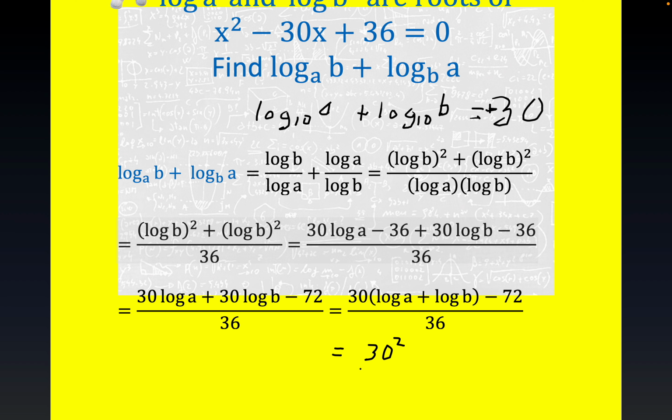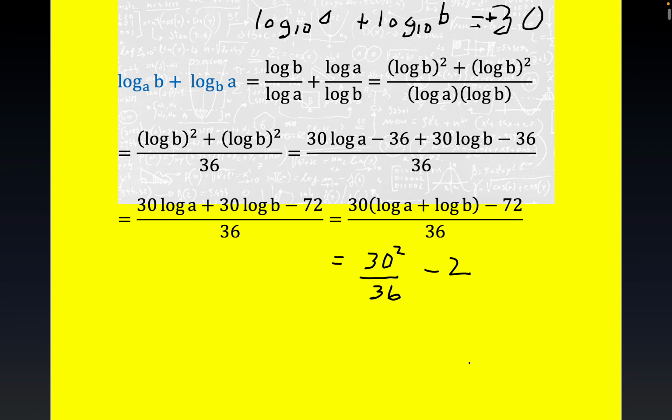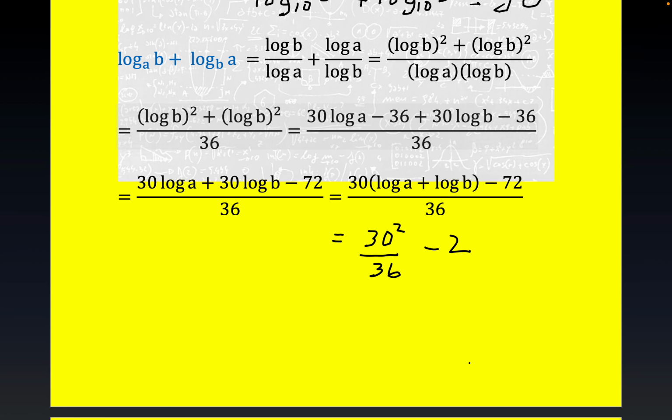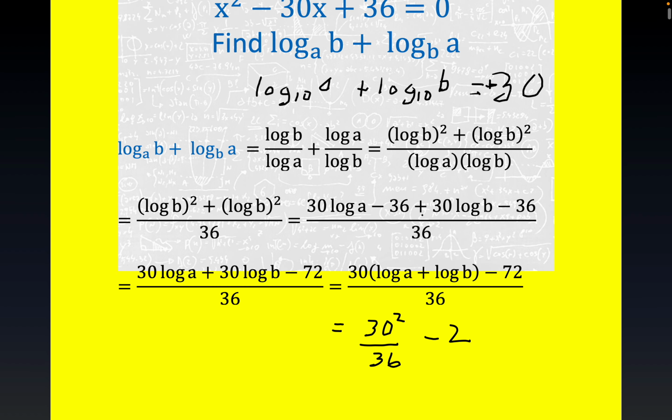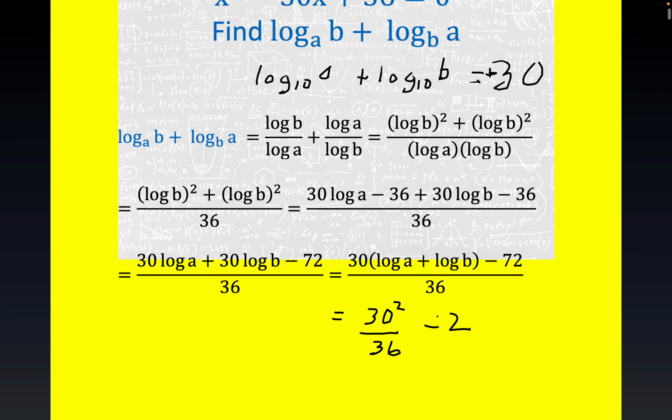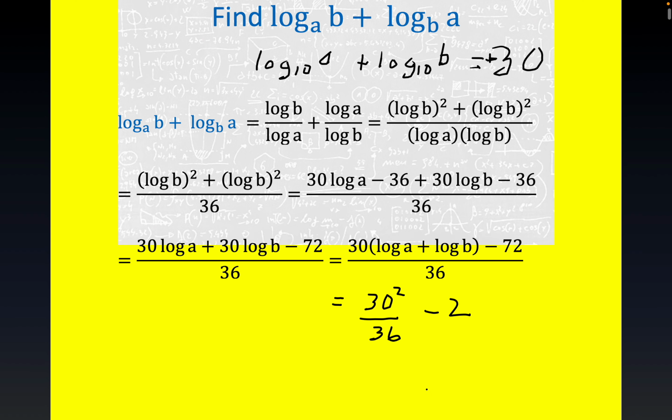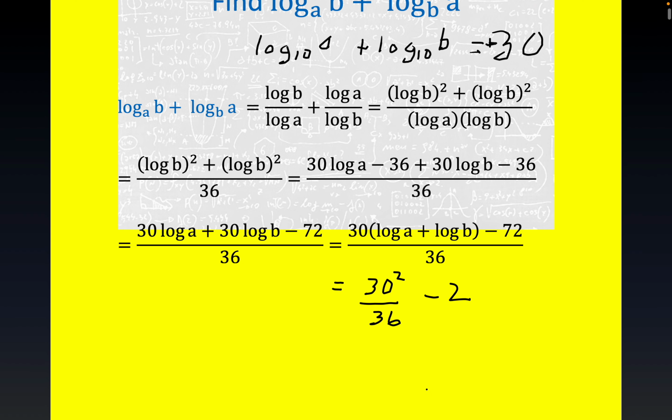over 36 minus 2, it looks like. All right, folks, is that right? 30 squared over 36 minus 2, whatever that's equal to. I'm tempted just to leave it that way. Log of a plus b is 30. You have 30 squared right here, minus 2. I'm trying to think of a way to get this to simplify.